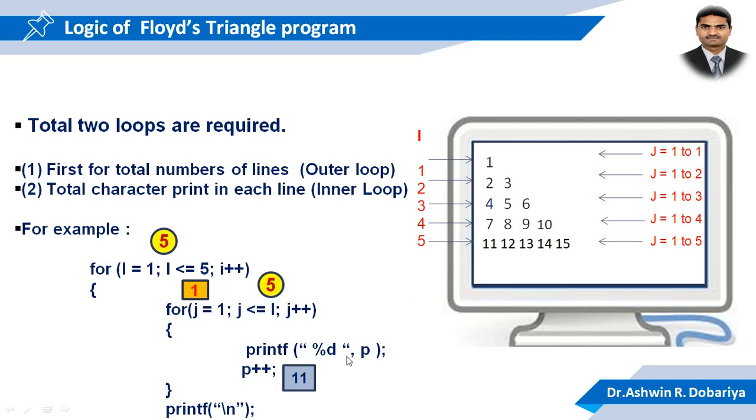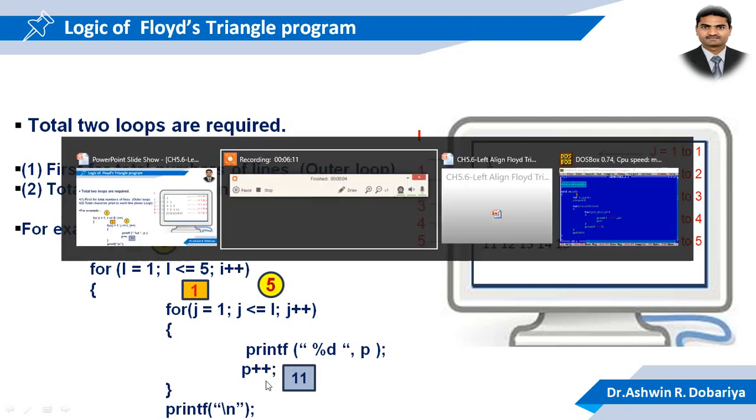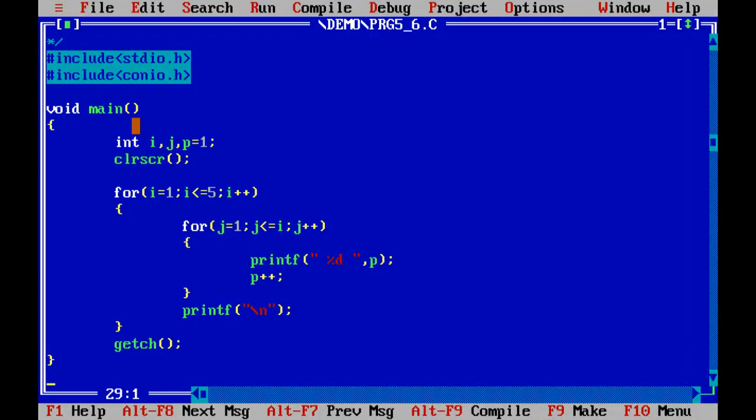So here the logic is different. Here we cannot print the value from j or i because the value is a little bit different. So our logic is we have to declare another variable, initialize it to 1, and increment it by 1. So let's execute the same program in Turbo C.